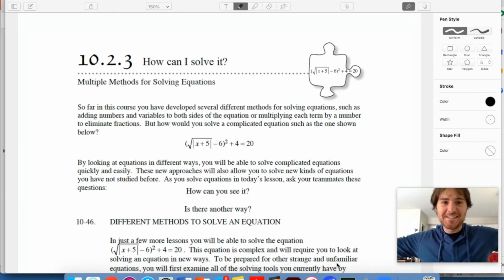All right, let's do this, guys. Lesson 10.2.3, how can I solve it? Multiple methods for solving equations.